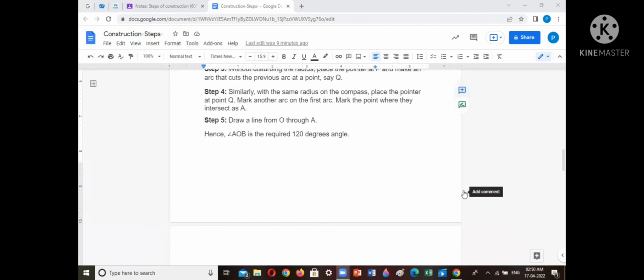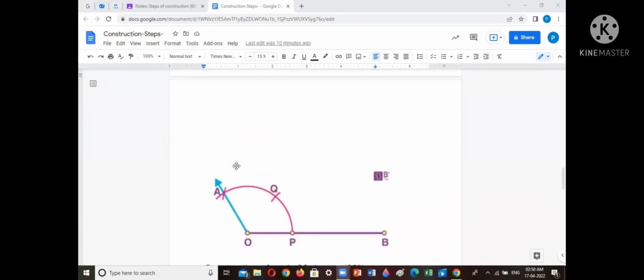Now, when I explained this construction of 120 degrees in short, I kept different points than in the steps here, which have different points like Q and A, while in mine I kept the same point but at different steps. So never mind about that. You can keep any point you want. So this is the construction of the 120-degree angle.